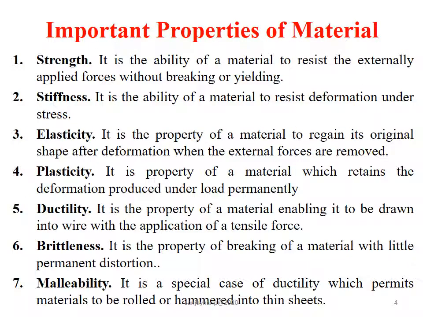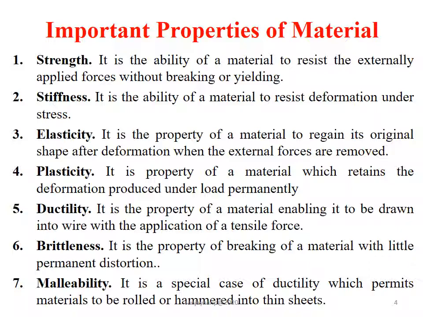Let us see important properties of material. Mechanical properties of material are those which are associated with the ability of the material to resist mechanical forces and load. The first property is strength. It is the ability of material to resist externally applied force without breaking. Second, stiffness. It is the ability of material to resist deformation under stress. Modulus of elasticity is the measure of stiffness.